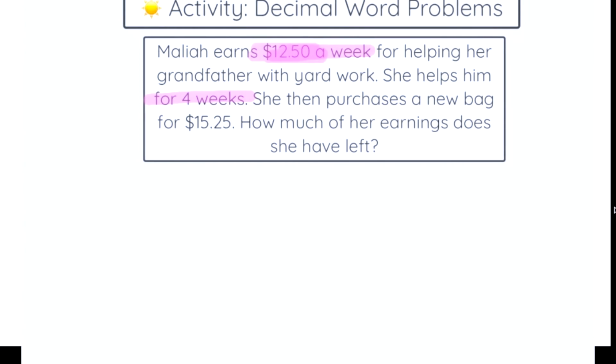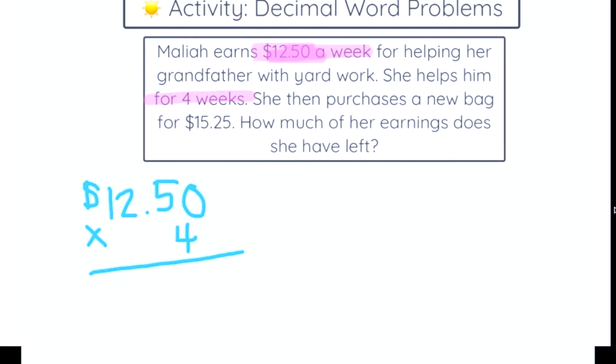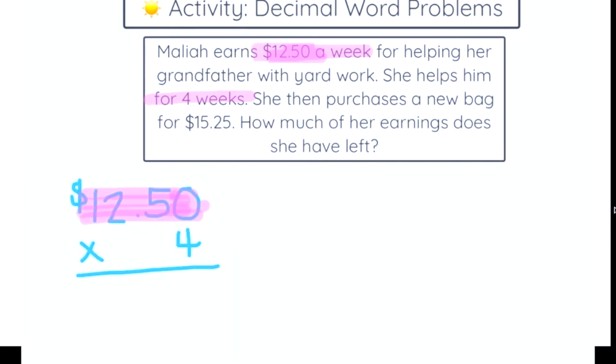Now you can solve this one of 2 ways. The first strategy that you may use is multiplication, and you would multiply $12.50 times 4, because this is the amount that she is earning for 1 week for helping her grandfather, and that's happening for 4 weeks. So if you're familiar with multiplying decimals, you could easily do $12.50 times 4. If you're not comfortable using multiplication of decimals, you can use repeated addition and add $12.50 4 times.